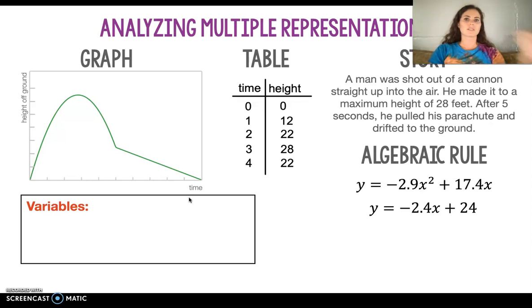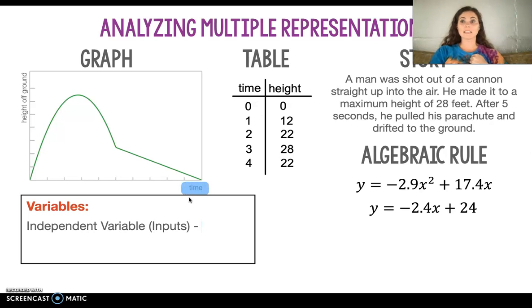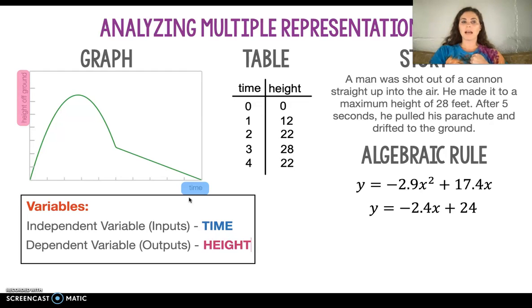If I gave you just the graph, or just the table, or just the story, or a rule, how can I identify what those variables represent? Well, the independent variable, which are our inputs, if I look at the graph, I see that my inputs would be time. My dependent variable, the outputs, if I'm again looking at the graph, I can see it's the height off the ground. I can see those same exact variables in my table as well, time versus height.